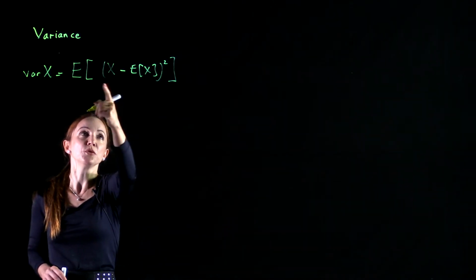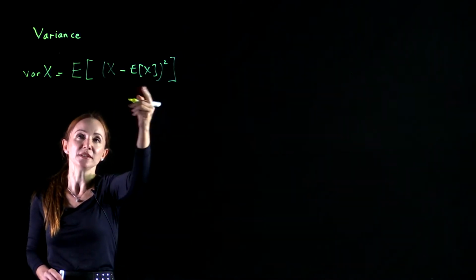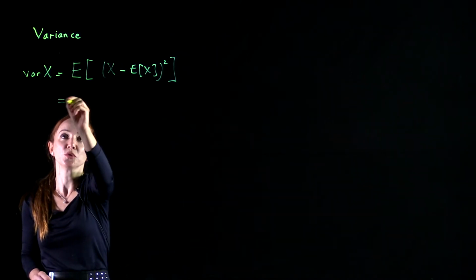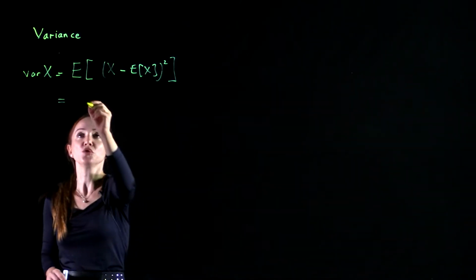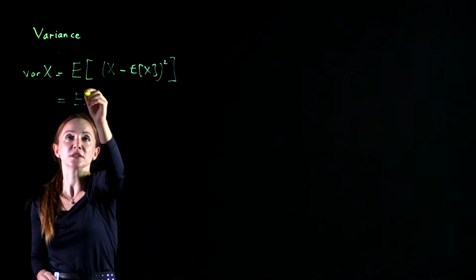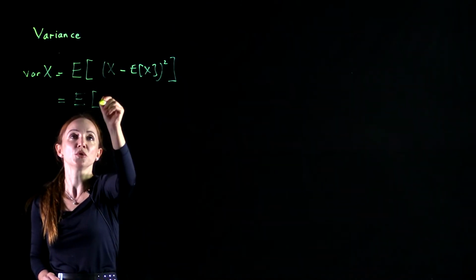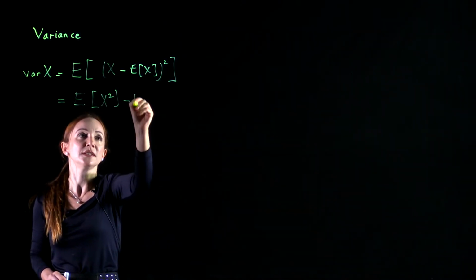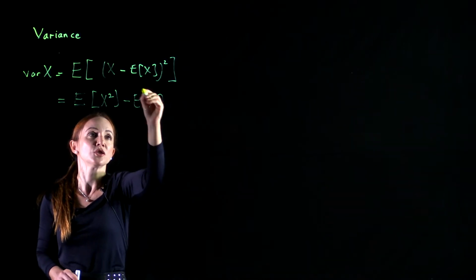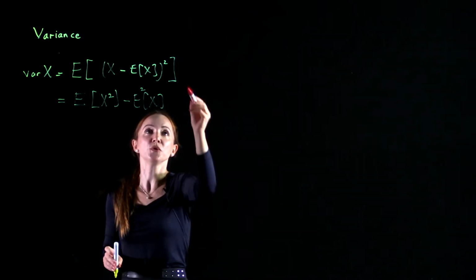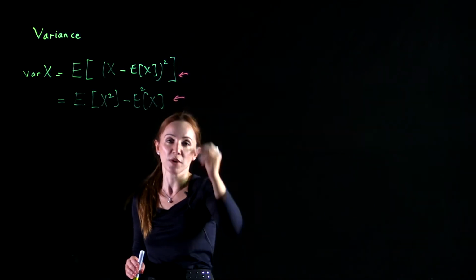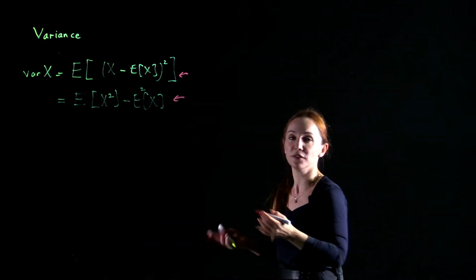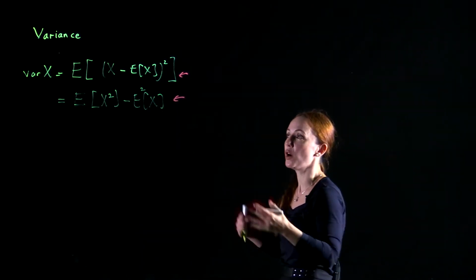You can easily manipulate this expression, expand it, and regroup using the linearity of expectation to show that this is equivalent to the expected value of X squared minus the square of the expectation of X. We often use this form or that form depending on which one is convenient in the given computation at hand.